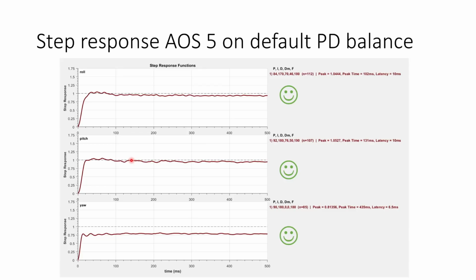I'm not going to change the PD balance at all from the Betaflight defaults on this build. It looks great. And you can see that yours as well is a nice straight step up and then a flat line. So overall, very happy with all three of these. And if your step response graphs look like this, then you're done. You don't need to make any adjustments to your PD balance at all.